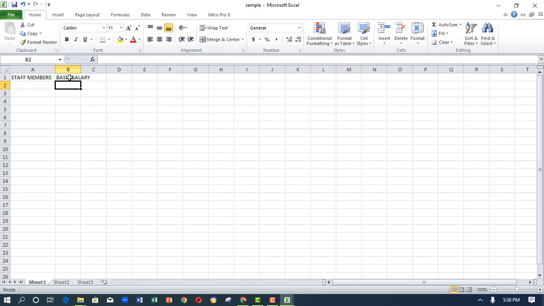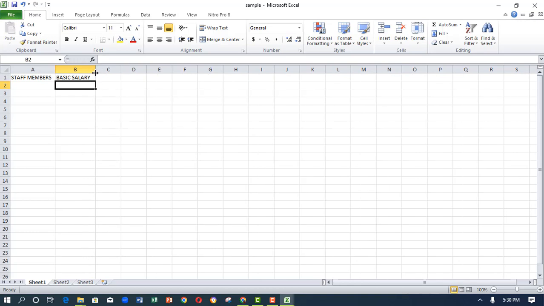The same applies to column B. I'm going to click anywhere, then I come in between column B and column C and increase the size like that. Then you always save your changes. Control S on the keyboard, or you click on this small icon here, which is for saving.